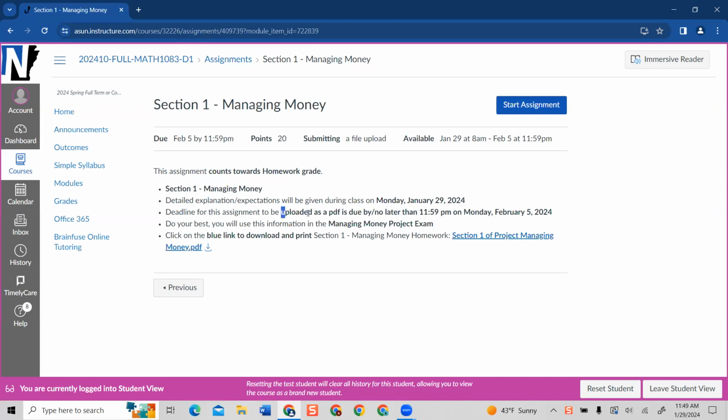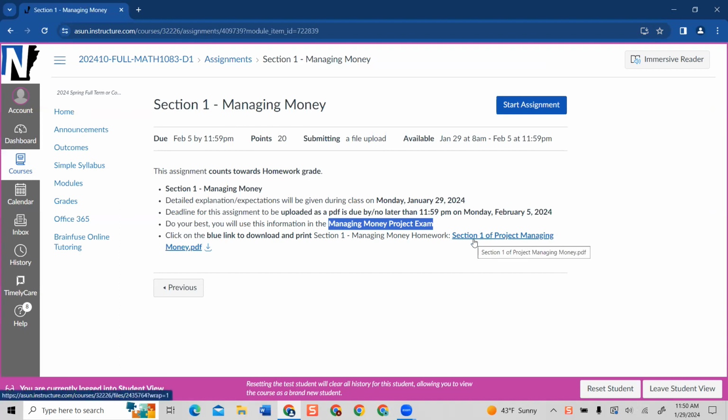The deadline is to be uploaded as a PDF. If you have an iPhone, you can go to the notes on your iPhone, select take a picture, and scan it as a PDF. It's free. I encourage you to use any free apps you can. Make sure your picture's straight on, make sure it's not blurry, make sure I can read it. It's due by Monday, February the 5th by 11:59 p.m. You're going to use this, so do your best, because you're going to use it for this exam for the managing money section when we get to it.